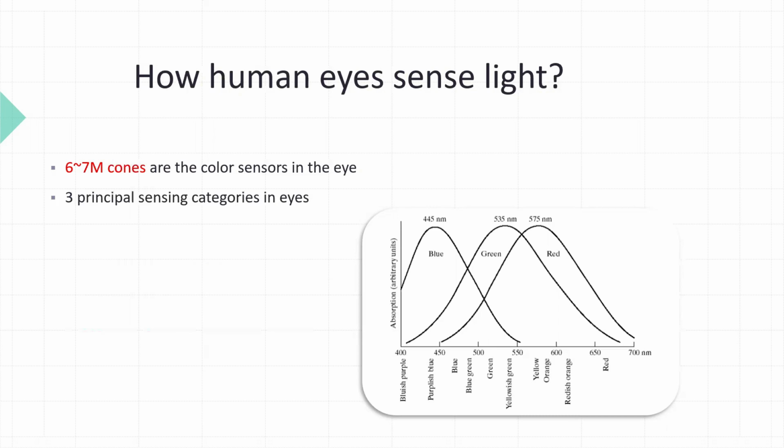The principal sensing categories in the eye are as follows. 65% of all the cone pigments are sensitive to red light, which is why red alert systems are used. Then 33% are sensitive to green light and 2% to blue light. That is the reason why in nature you find red and green colors in more abundance, whereas blue is much less available in nature.